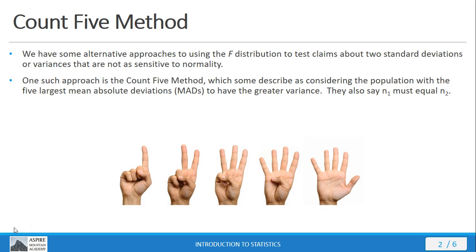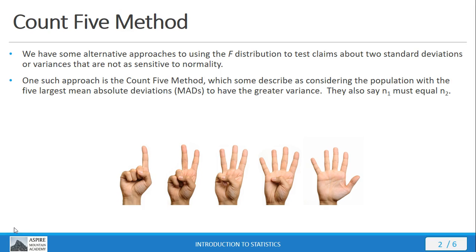Why is it called the Count 5 method? Well, because the number 5 shows up quite a bit here in the method. There's 5 steps to the method for one, and for another, the number 5 tends to be the critical value that we select for the method.